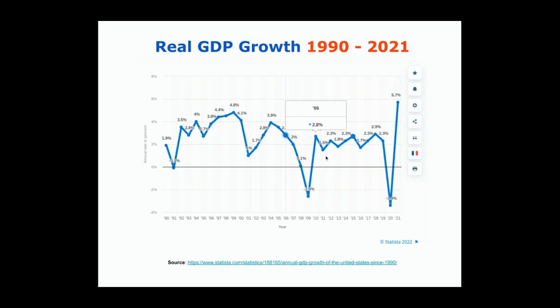Sometimes we have downturns. This is the 2008-2009 financial crisis, or after that, and we had negative growth. Here's the pandemic, where we also had negative growth. So sometimes it's more than 2-3%. Sometimes it's less. Might even be negative. But on the whole, what we're looking for is economic growth in the 2 to 3% range. That's considered healthy economic growth for an economy like the United States.